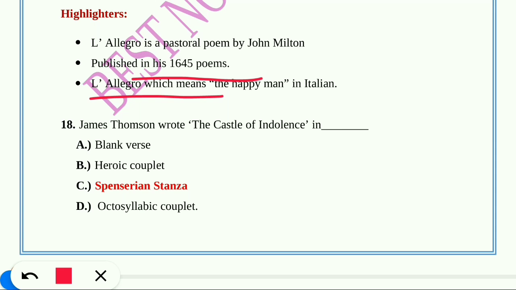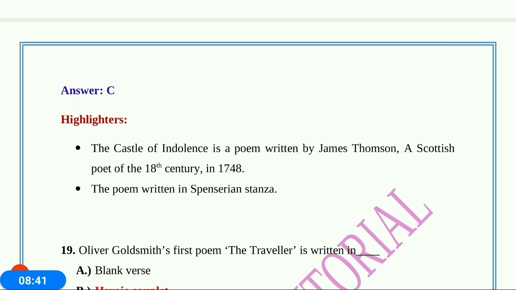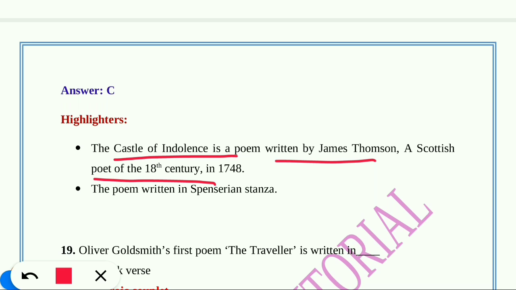Question 18. James Thomson wrote The Castle of Indolence in blank verse, heroic couplet, Spenserian stanza, or octosyllabic couplet? Here your answer is option C. And let's see the highlighters. The Castle of Indolence is a poem written by James Thomson, a Scottish poet of the 18th century, in 1748. The poem is written in a Spenserian stanza.